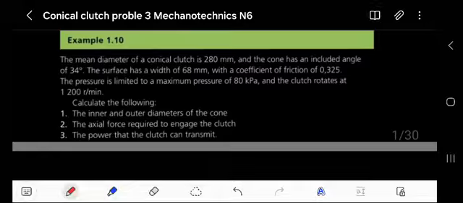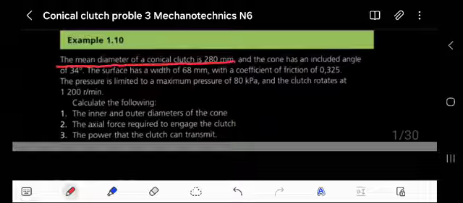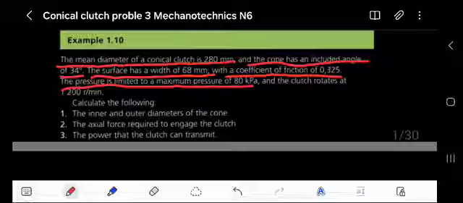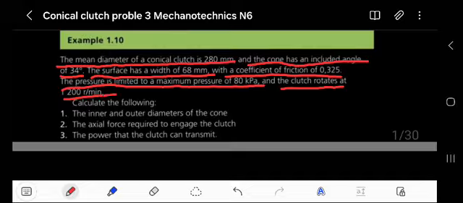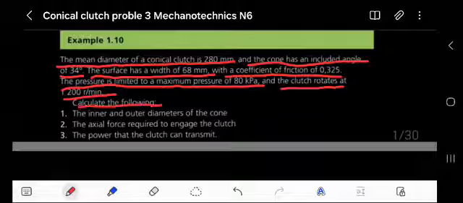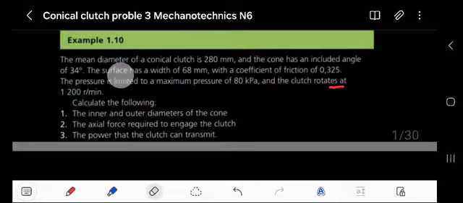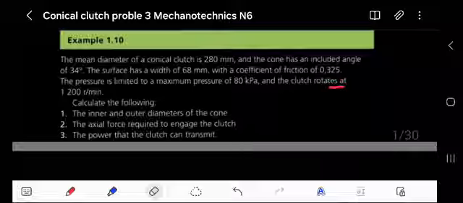Okay, example 1.10 reads as follows. The mean diameter of the conical clutch is 280 and the cone has an included angle of 34, the surface width of 68 with coefficient of friction of 0.325, the pressure is limited to a maximum pressure of 80 kilopascal, and the clutch rotates at 1200. Calculate number 1, the inner and the outer radius of the cone clutch. Okay, the outer diameter, not the radius. Okay, it's fine. Outer diameter.